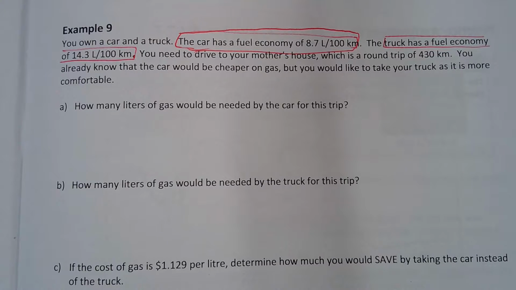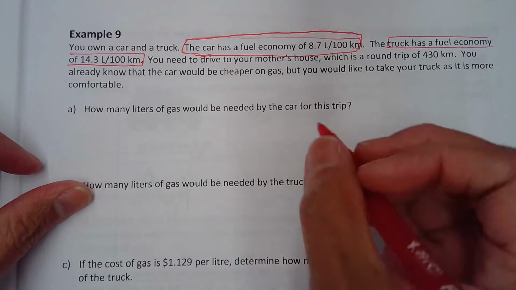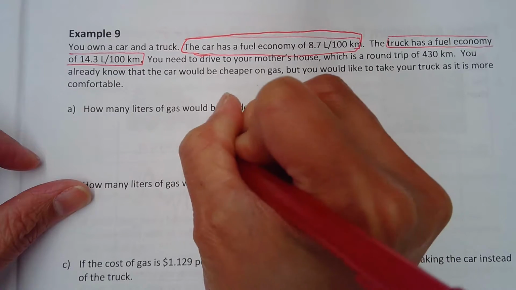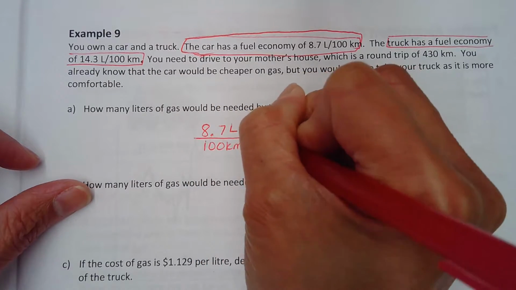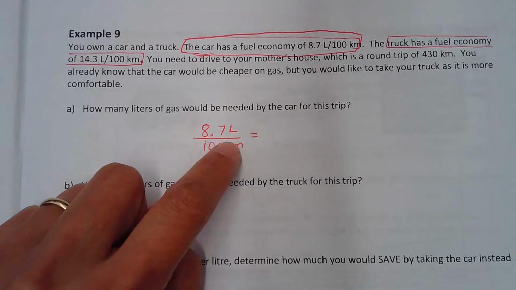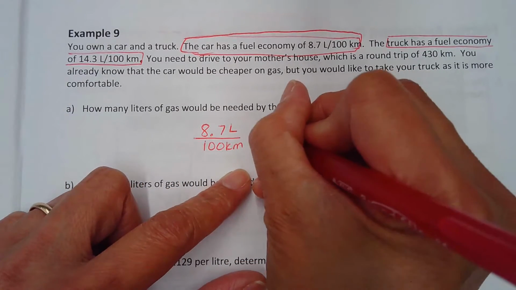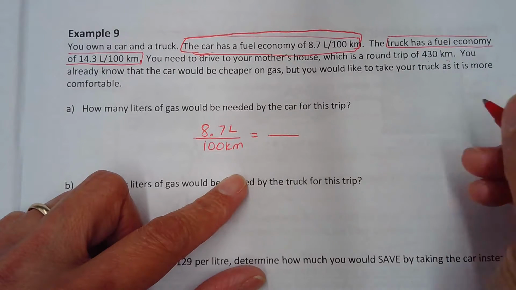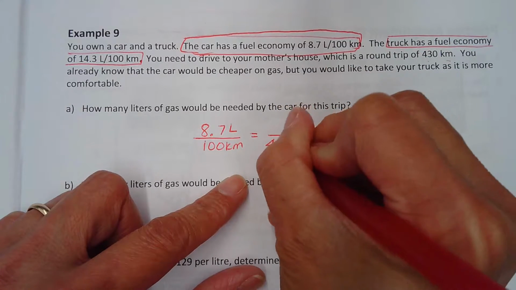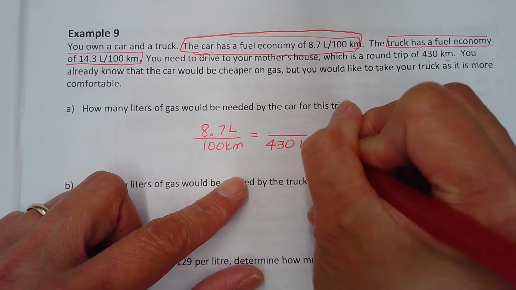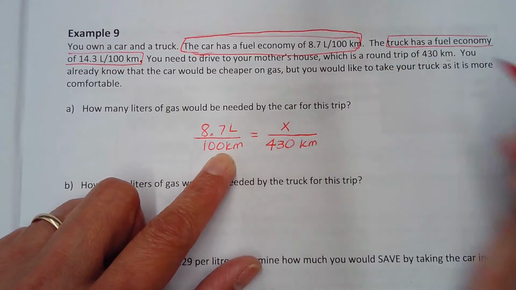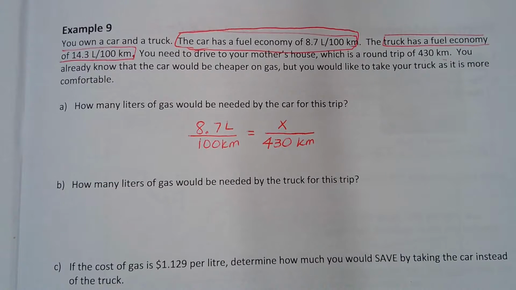Okay, so we're gonna set it up. Liters. The fuel economy is 8.7 liters per 100 kilometers. Okay, so that's the fuel economy. And what do we know? It takes 430 kilometers to do a round trip. So 430 kilometers, I'm gonna put the 430 in the denominator at the bottom. So kilometers and kilometers are both at the bottom. 37.41. Okay, so here's what we're gonna do.